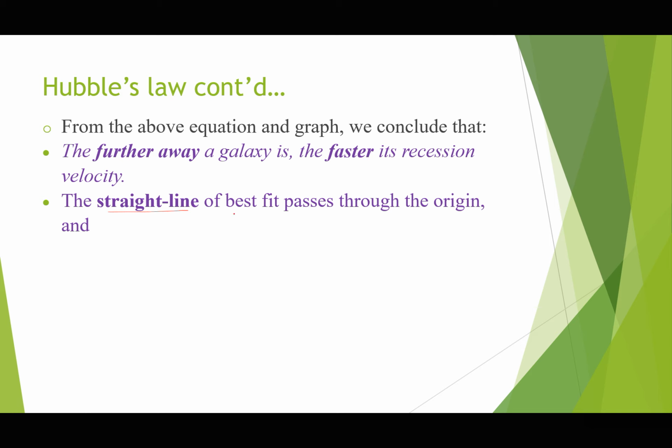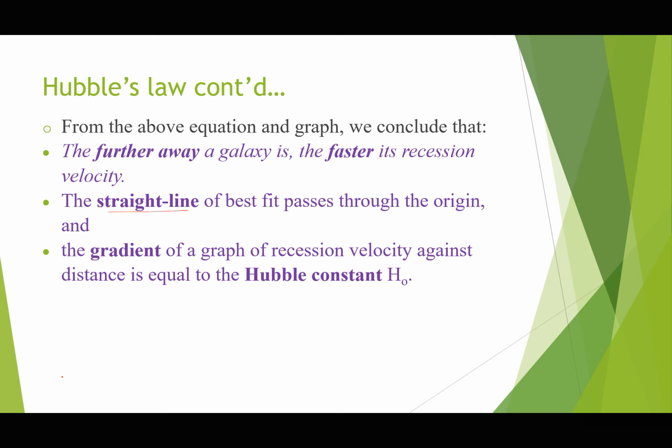Then the straight line of best fit through the origin, and the gradient of the graph of the recessional velocity against distance, is equal to Hubble's constant. The straight line of best fit passes through the origin, which automatically satisfies the saying that v is directly proportional to d. When v is 0, d is supposed to be 0. Now the question is, when was d 0 and v being 0? That will take us to the Big Bang, the beginning of everything, and the origin of the universe.